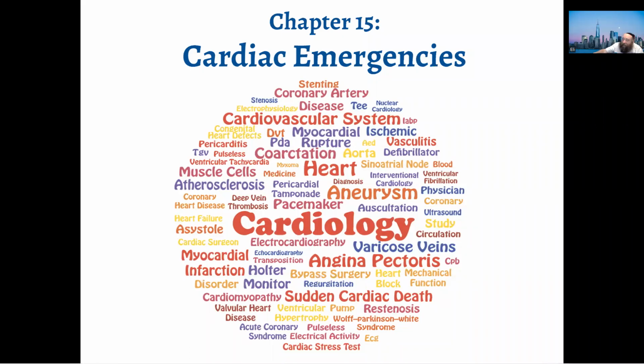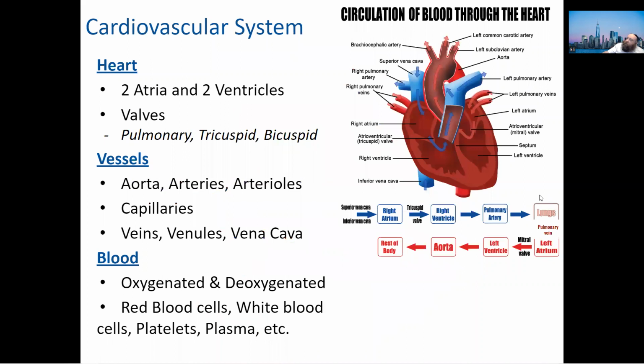Chapter 15, cardiac emergencies for the EMT, also known as cardiology. So this is all review of the circulatory system, which really you should refer back to my chart in anatomy class. This is the right side, this is the left side, this is going up into the aortic arch, and then up to the brain, down to the body. Blood is here, the pulmonary veins, right? Pulmonary veins, and that's what's bringing the oxygenated blood from the lungs.